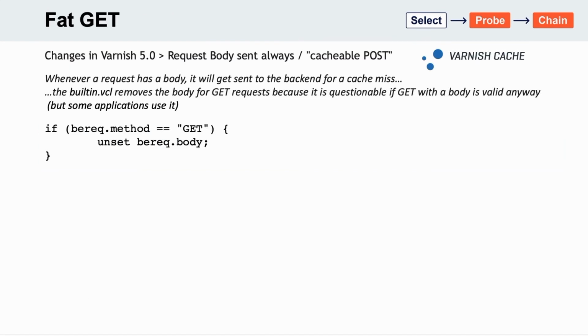Now, there was a collision there, right? But with a small tweak, we can make that approach work on a lot more systems. For inspiration, let's look at the Varnish documentation. They say, if a request has a body, this will be sent to the backend. The default Varnish config removes the body for GET requests because it is questionable if these requests are valid, but some applications use them. So what happens if you're using a Varnish config file that doesn't have this snippet?